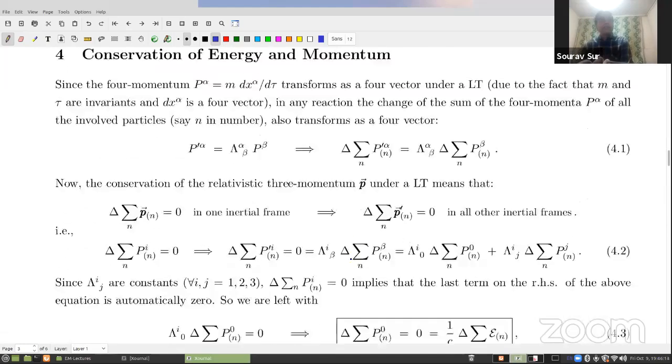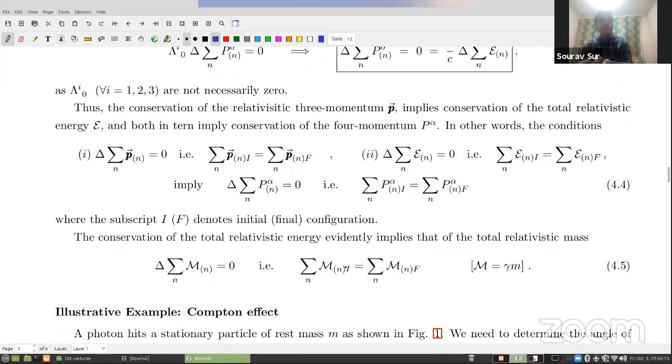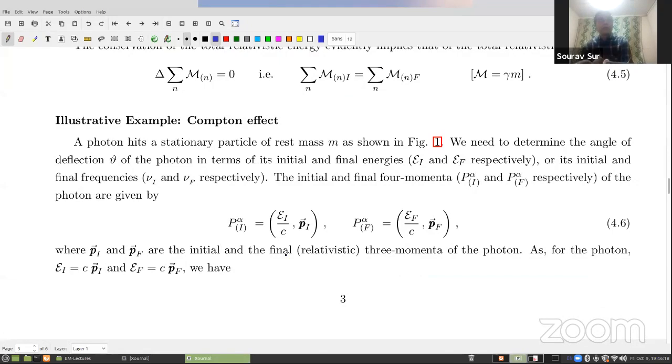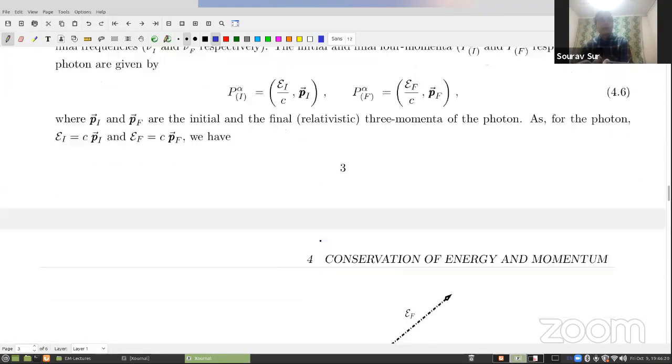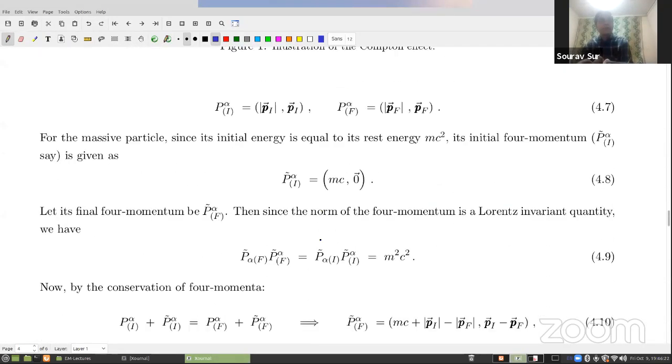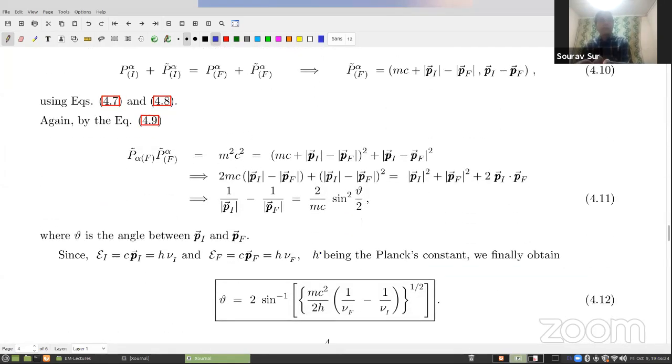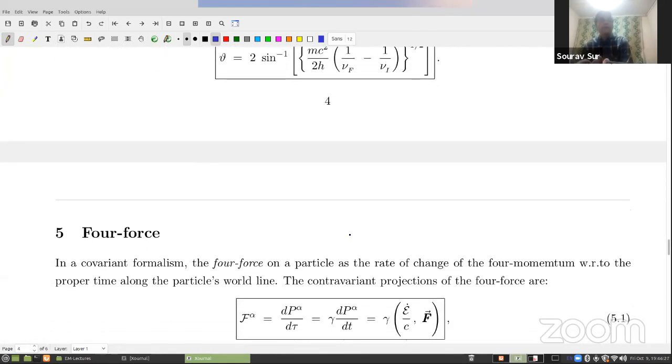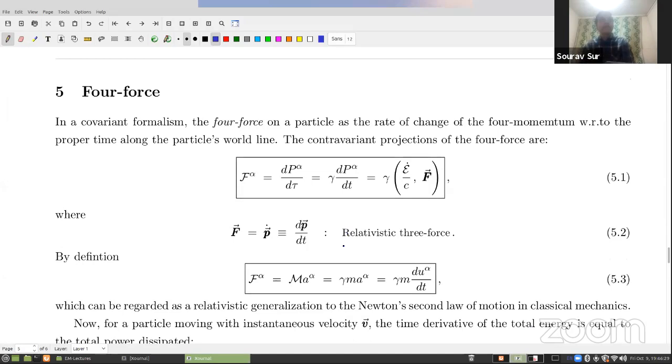I'll skip these sections. There is one interesting example, that is the Compton effect. I'll not go to those details. If you want, you can look into this. The next thing that comes is the 4-force.